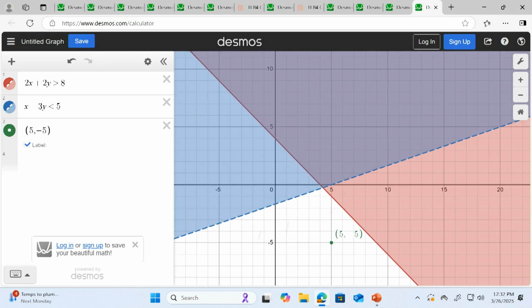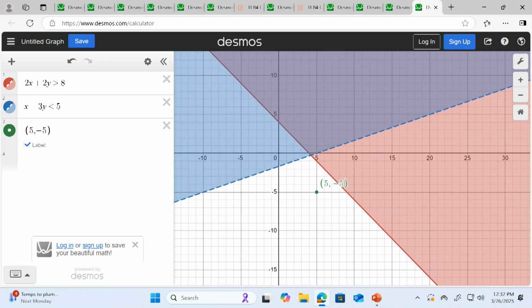It's not in any of our shading. It's way down there in the white part. So it is not a solution. No, it's not. Now, C's question says, if a solution point was (x, 3), what is a possible x value? So my y is 3. What could my possible x values be?